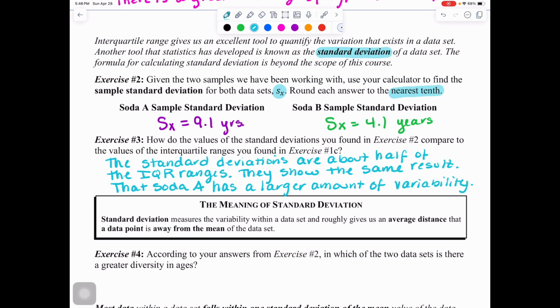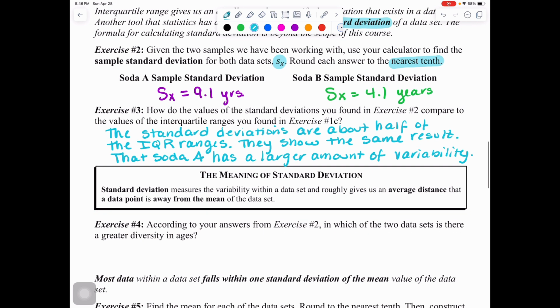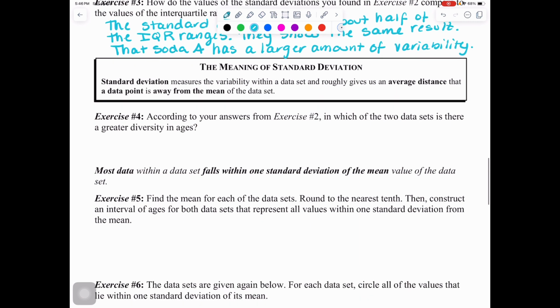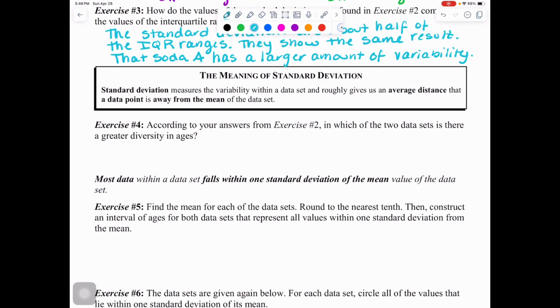So underneath that, the meaning of standard deviation. Standard deviation measures the variability within a data set and roughly gives us an average distance that a data point is away from the mean.